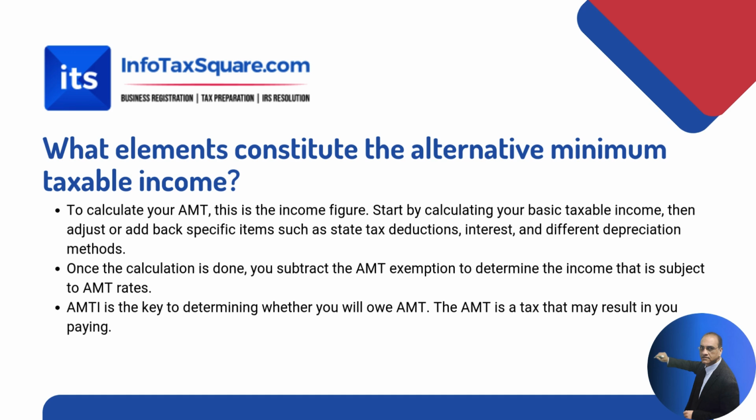Next, what elements constitute the alternative minimum taxable income? Number one, to calculate your AMT, this is the income figure. Start by calculating your basic taxable income, then adjust or add back specific items such as state tax deduction, interest, and different depreciation methods. Number two, once the calculation is done, you subtract the alternative minimum tax exemption to determine the income that is subject to the AMT rate. Number three, AMTI is the key to determining whether you will owe AMT. The AMT is a tax that may result in you paying.